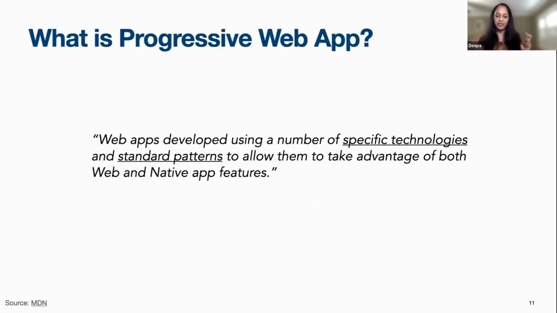So now comes the definition. According to MDN, progressive web apps are web applications that are built using specific technologies and standard patterns, which allow you to take advantage of both web and native app features. You can build an application which can be a progressive web app.